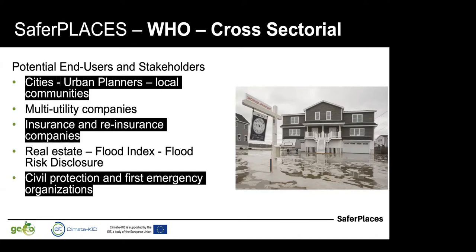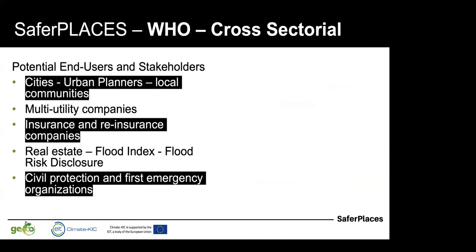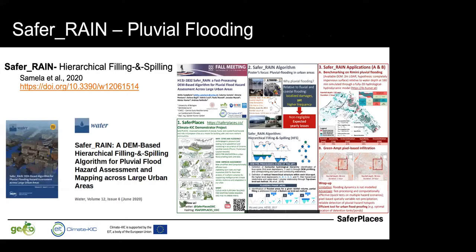And finally, civil protection and first emergency organizations. We can support them in designing specific urban first response plans. So the intelligence behind the platform, I have a few slides about that. The first model is Safer Rain, a dedicated pluvial flooding model for mapping flood hazards in cities due to extreme rainfall. We have developed this in an innovative, effective way.